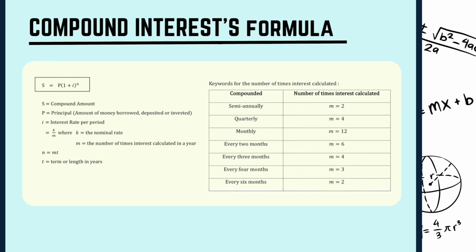There are also keywords for the number of times interest is calculated: semi-annually is equivalent to 2, quarterly equivalent to 4, monthly equivalent to 12, every 2 months equivalent to 6, every 3 months equivalent to 4, every 4 months equivalent to 3, and every 6 months equivalent to 2.